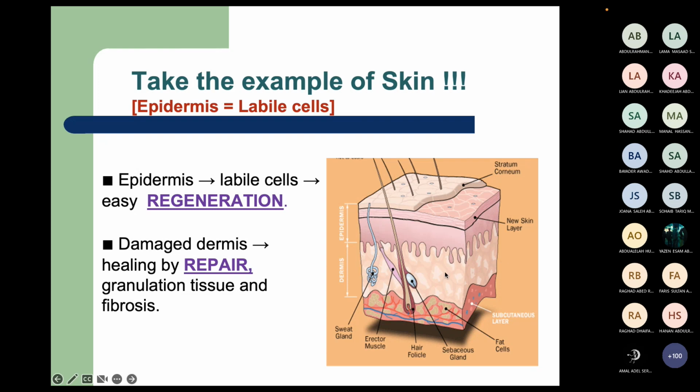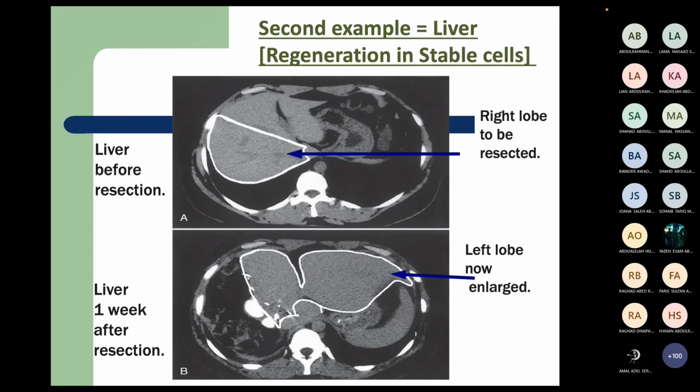So skin, if only superficial involvement, then complete regeneration. If the whole skin is damaged, then a combination of both occur. The example: this is a very good CT scan before removal of the right lobe of the liver. This is the right lobe of the liver. It had some problem, some tumor or something. Before the surgery, they took this CT scan, and they removed the right lobe. You can see that the left lobe is very small here.